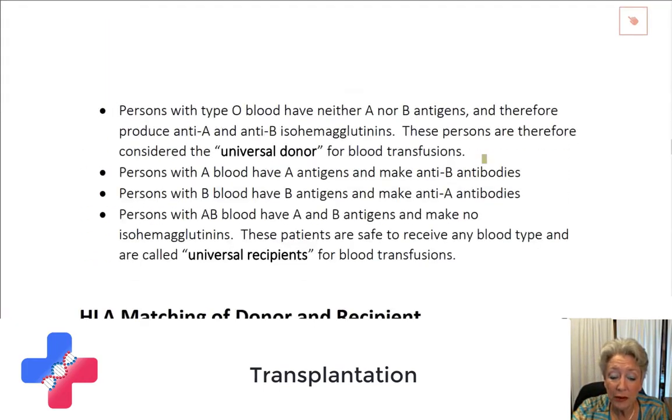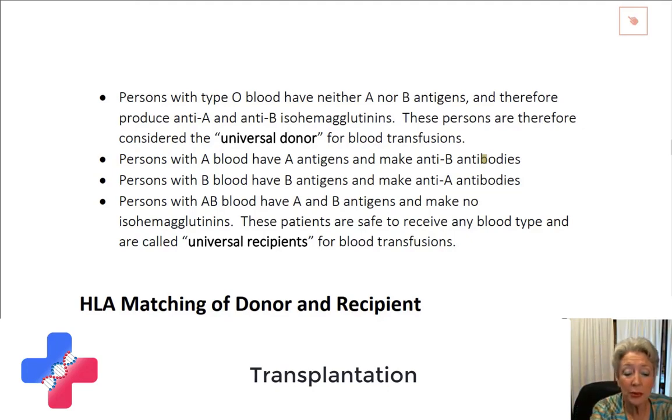Now, when you think about how this happens, realize that persons who have blood type O do not have either A or B antigens on their membranes. So therefore, since they have not seen those two antigens, they will possess anti-A and anti-B antibodies in their bloodstream. They will make those in response to the glycolipids from their normal flora. We say that these persons are the universal donor for blood transfusions because their blood cells will not be recognized by anybody of another blood type.